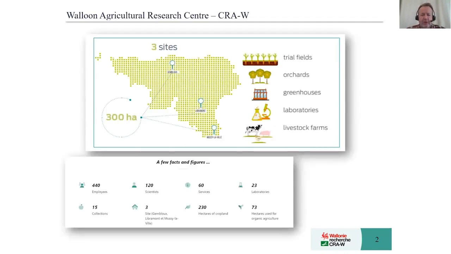The Walloon Agricultural Research Centre is a European research centre of medium size, we would say. We are about 420 people, 120 researchers working on agronomic science, and we have different trial fields. We have also orchards, greenhouses, and different farms, but also laboratories. In fact, as you know, if you want to understand something, change something, or improve something, you need to make measurements. And so our center is quite strong in the development of different analytical methods.